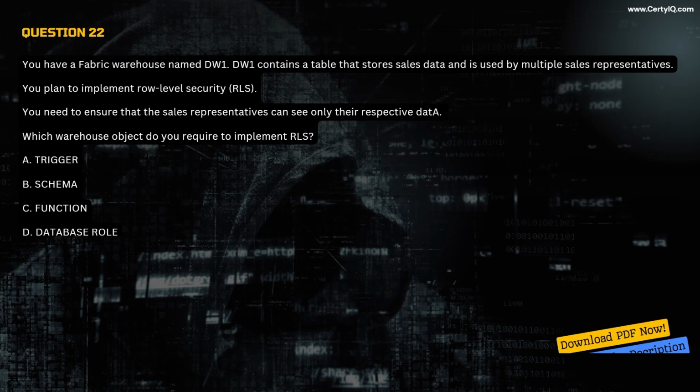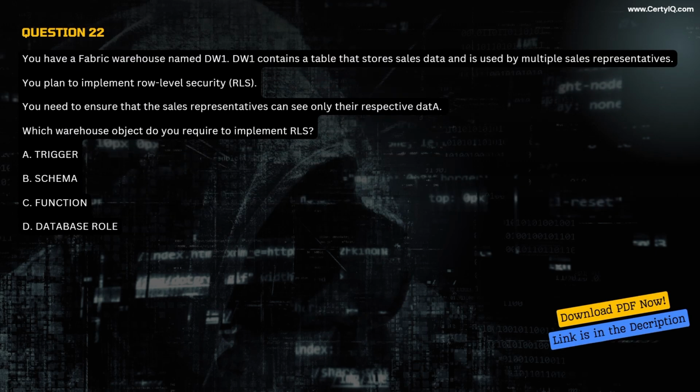Question 22. You have a Fabric warehouse named DW1. DW1 contains a table that stores sales data and is used by multiple sales representatives. You plan to implement row-level security (RLS). You need to ensure that the sales representatives can see only their respective data. Which warehouse object do you require to implement RLS?